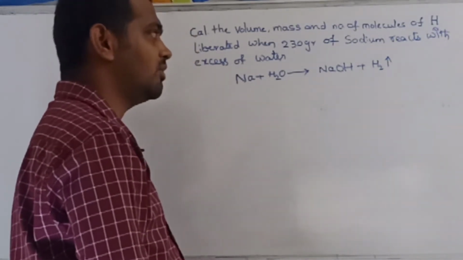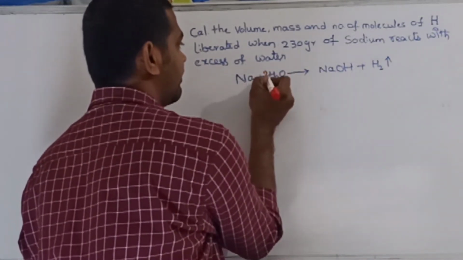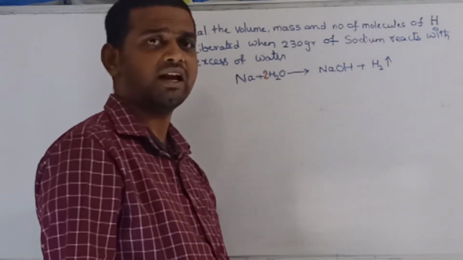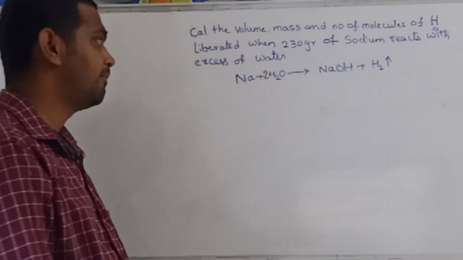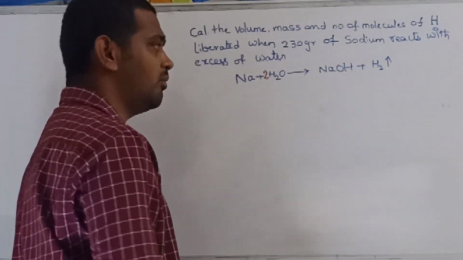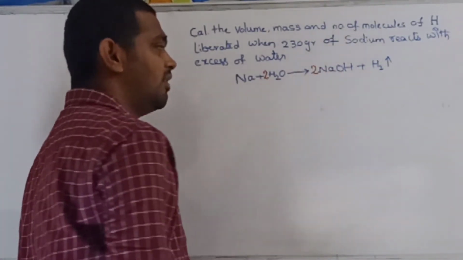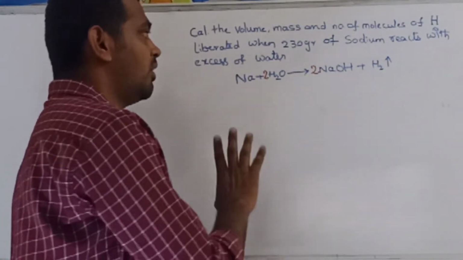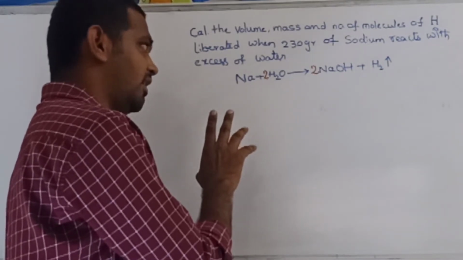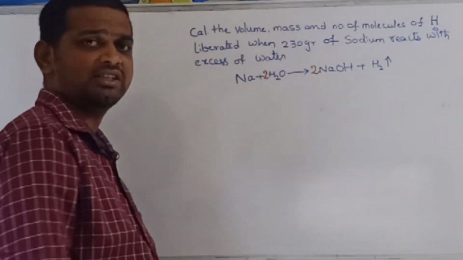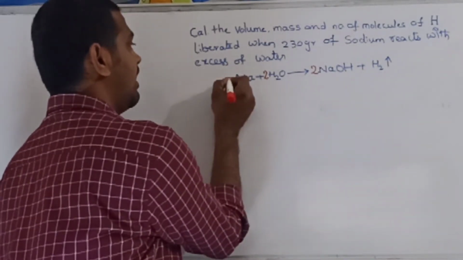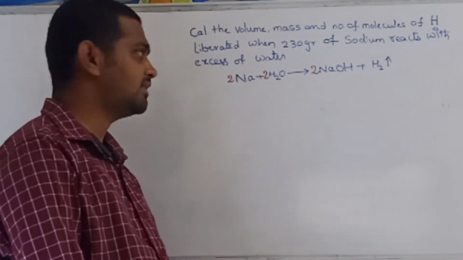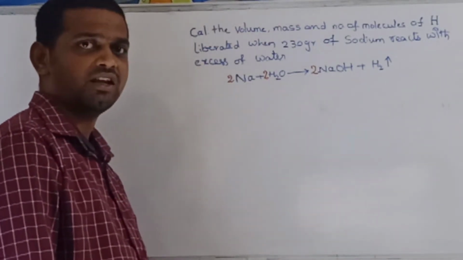To balance the hydrogen atoms, I am making two formula units of H2O on the reactant side, so you get 4 hydrogen atoms. To balance that, I am making two formula units of sodium hydroxide on the product side. Now you have the balanced number of atoms of hydrogen, but sodium is not balanced. So to balance the sodium, I made two formula units of sodium on the reactant side. Now you got the balanced chemical equation.